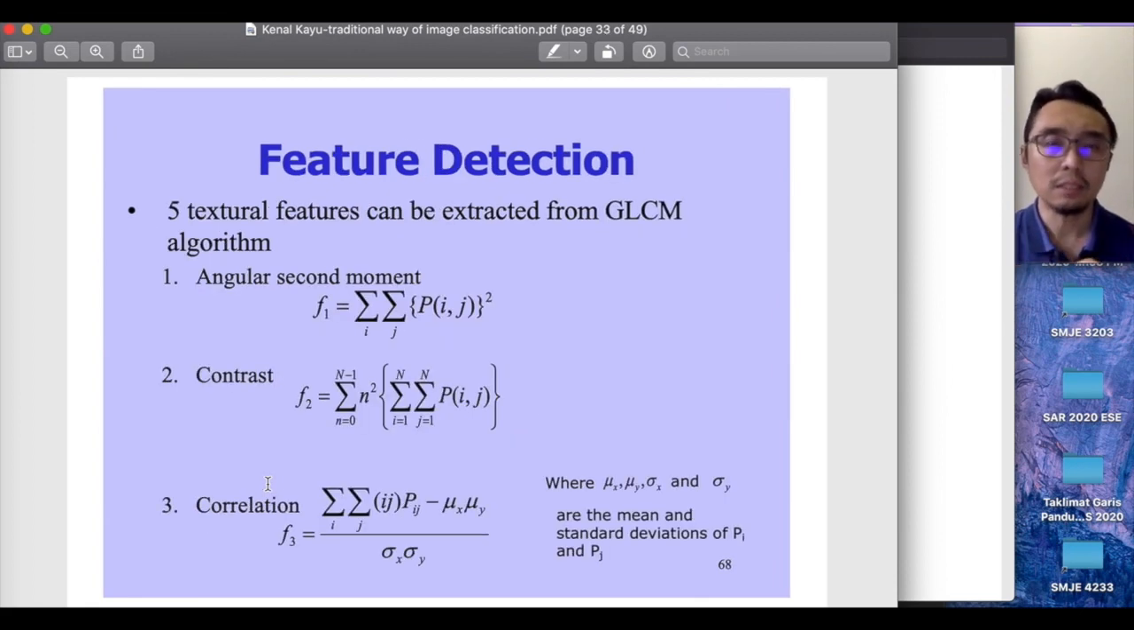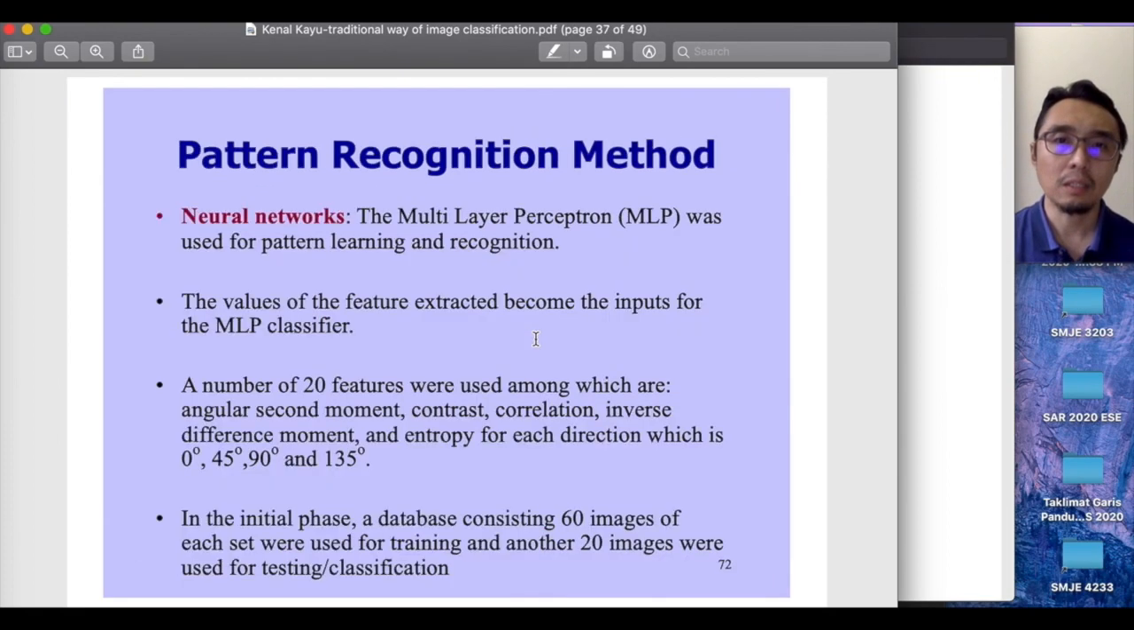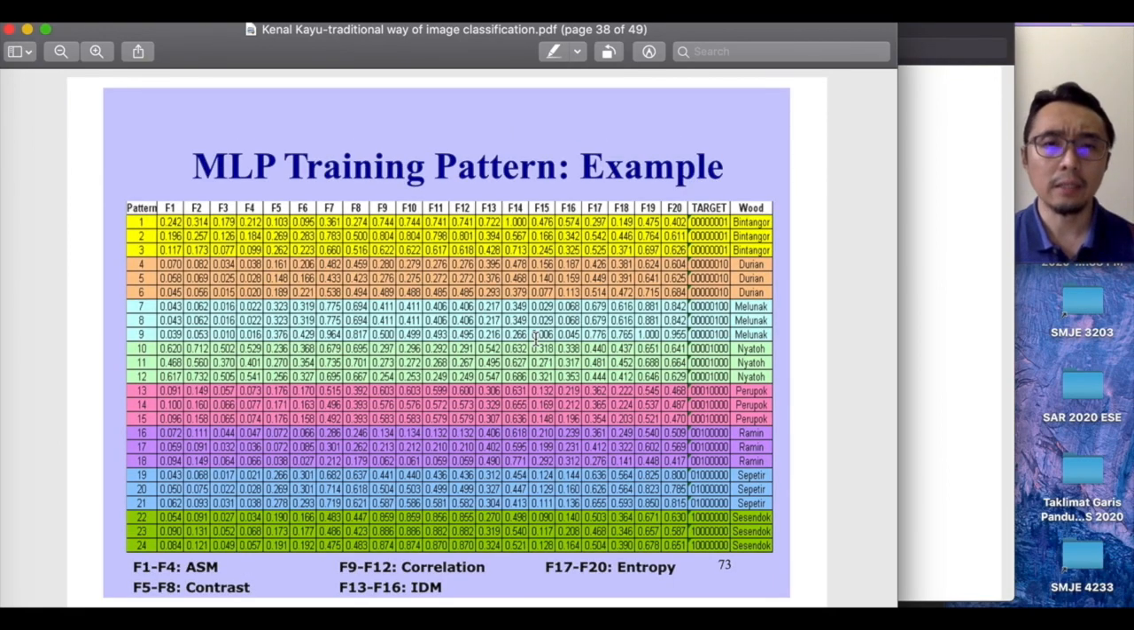So from the image we apply GLCM, and then we obtain these values: angular second moment, contrast, and so on. As you will see, we will have different feature values, and in the end 20 feature values from one image pattern are obtained. So as you can see, instead of the raw image values obtained from the original image, we extract the features, and this becomes the input of the ANN.